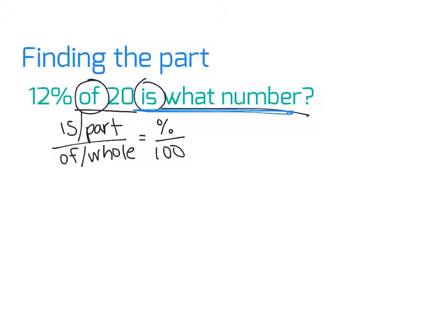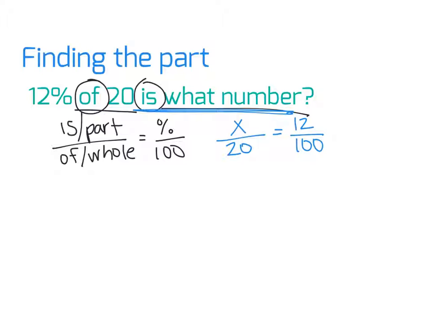So if I fill in these parts of my ratio, I have "is what number?" Well, I don't know, so that's where I'm going to put my variable. My whole is going to be 20, and 12% written as a fraction is just going to be 12 over 100. This right here is exactly how you set up the proportion in order to solve it. The tricky part is making sure you know which number represents your part and which represents your whole. From here, you're going to do cross products or the butterfly method.